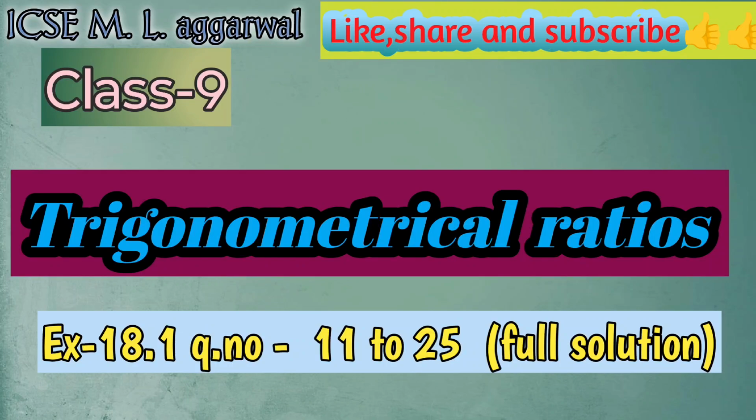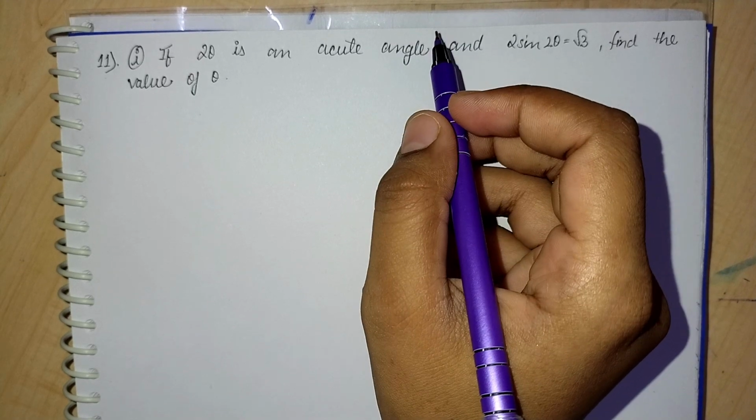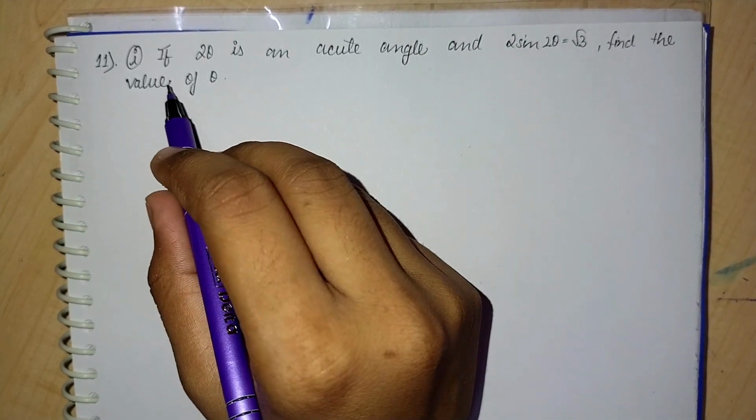Today we are going to discuss M.L. Aggarwal Class 9 Mathematics, Chapter 18 Trigonometrical Ratios, Exercise 18.1, question number 11 to 25. So let us start solving this exercise here in this video. Let us solve exercise 18.1, question number 11, first part.